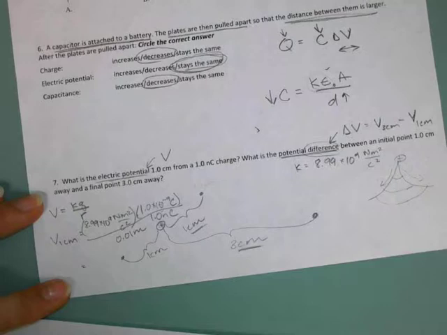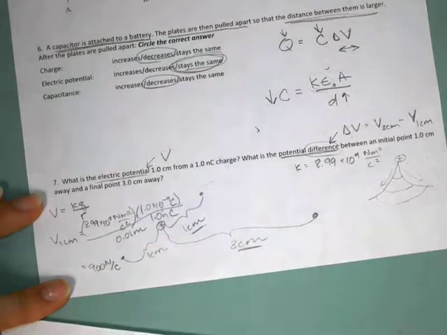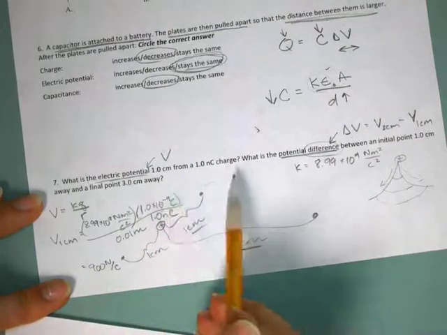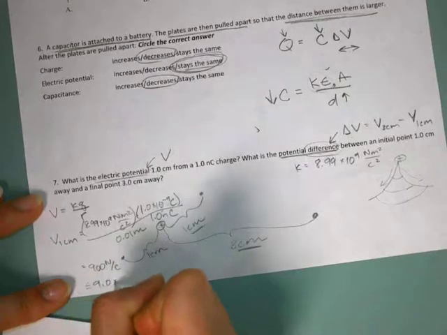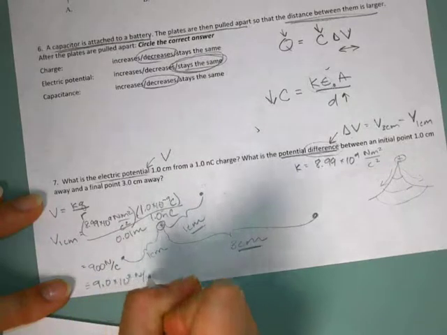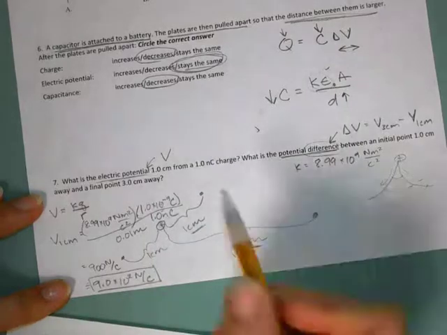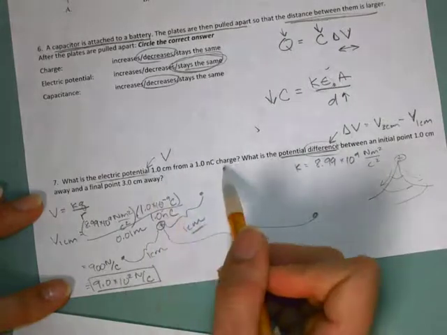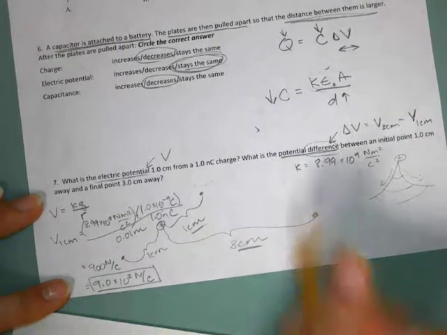And if you plug that into your calculator, you will find that V1 is 900 newtons per coulomb. And we want to write this as a 2 sig fig answer, so that would be 9.0 times 10 to the 2nd newtons per coulomb. So that's the answer to the first part of this. It's 900 newtons per coulomb.